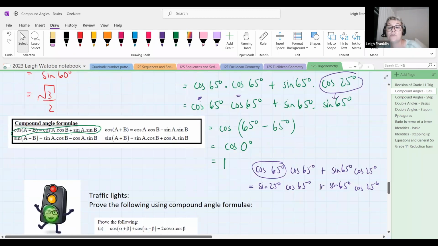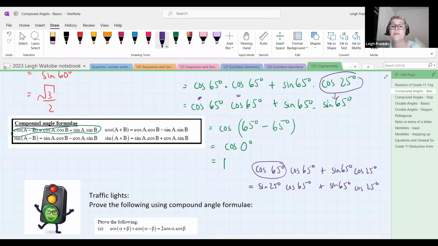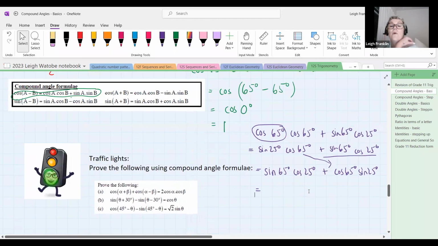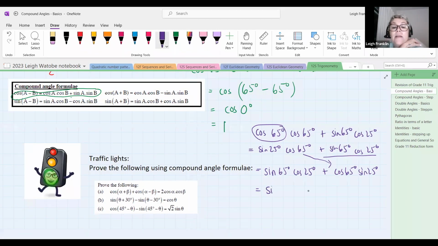Okay, so what I'm going to do is switch the order of these two terms. I'm going to write this term first. So I'd write that as sine 65 cos 25 plus, over here, I've got cos 65 sine 25. So I've written that term over there. The order in which I multiply doesn't matter. Now I'm working with a sine compound angle. And sine keeps its sign.